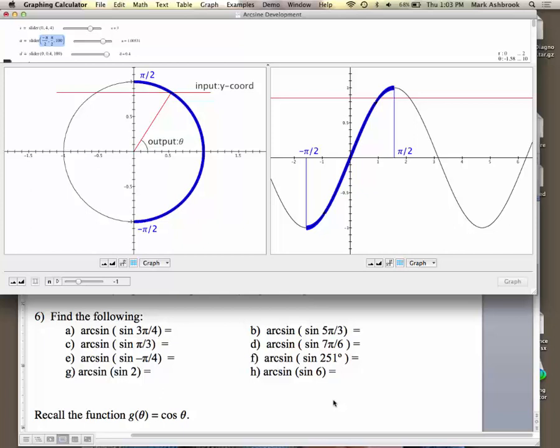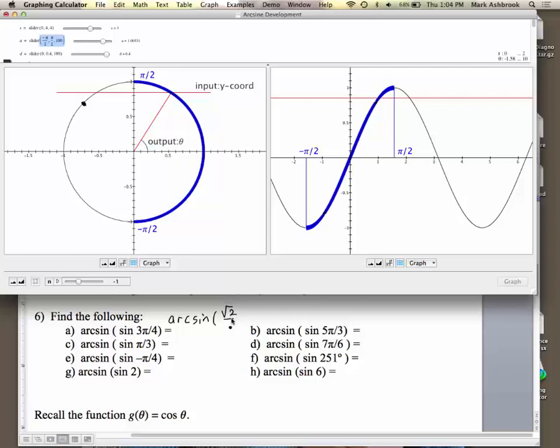Who remembers from your unit circle? What is the sine of 3 pi over 4? James. All right, so where's 3 pi over 4? Second quadrant, right there. Oh, it's not 1/2. It's square root of 2 over 2.